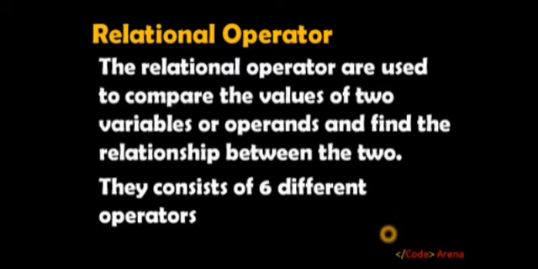The relational operators consist of 6 different operators, of which we have op1 greater than op2. When we see op1 in this case, please keep in mind that op1 means operand 1. It is not the first statement, it is the first expression. You are telling the compiler to check if the first expression, which is operand 1, is greater than the second expression, which is operand 2.